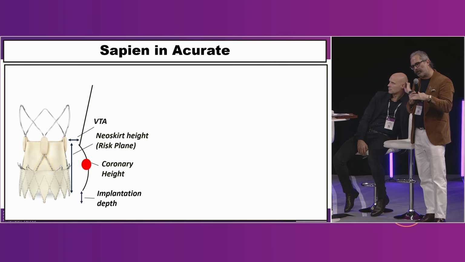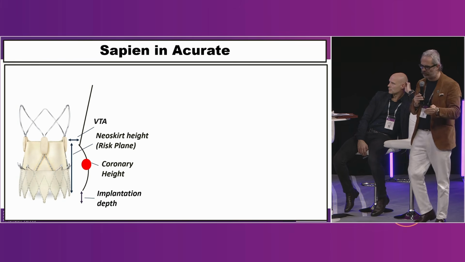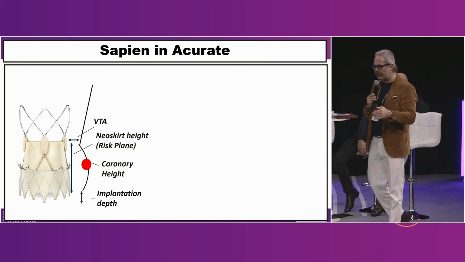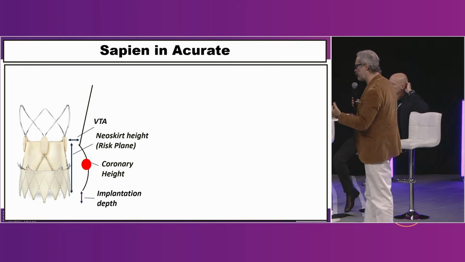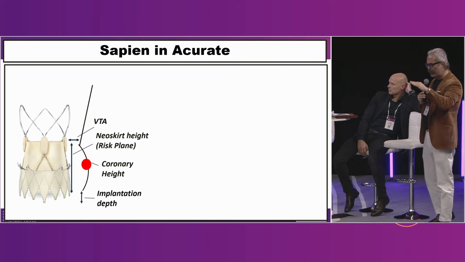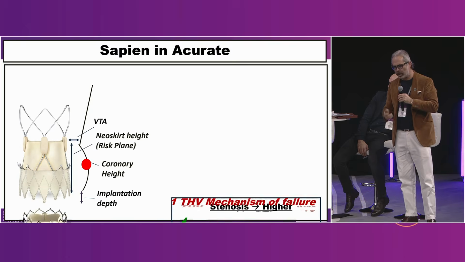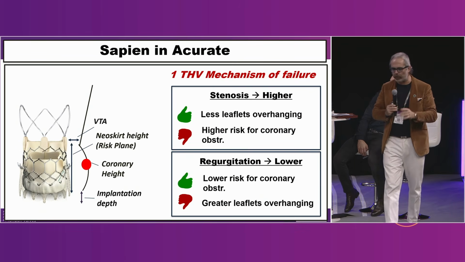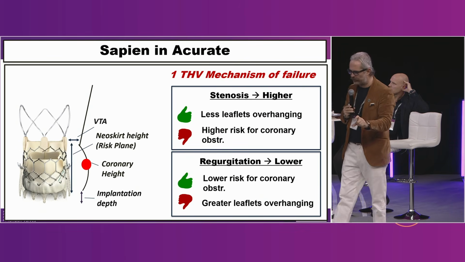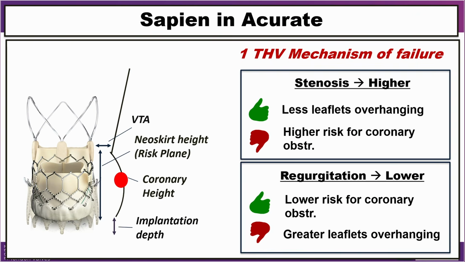These are the most important points to consider. VTA, I explained why, not the VTC. The neoskirt height with ACURATE might be 30 millimeters. The coronary height and the implantation depth, as Nicholas showed you before. So based on that, when you go with the ACURATE in SAPIEN, everything depends on the mechanism of failure.